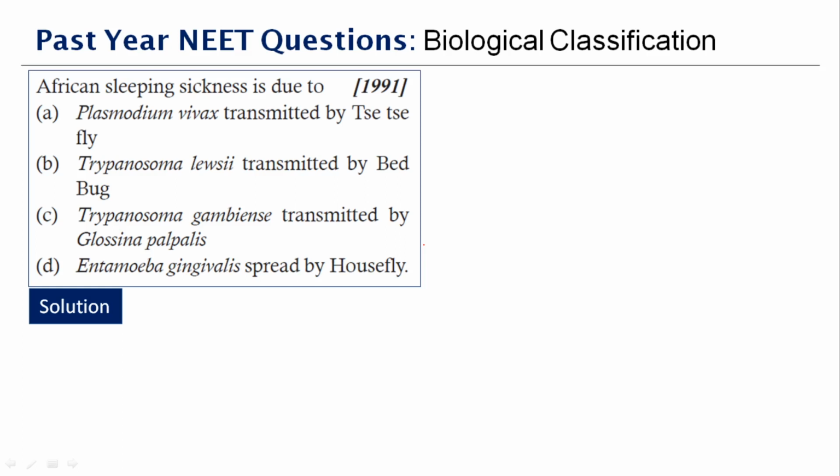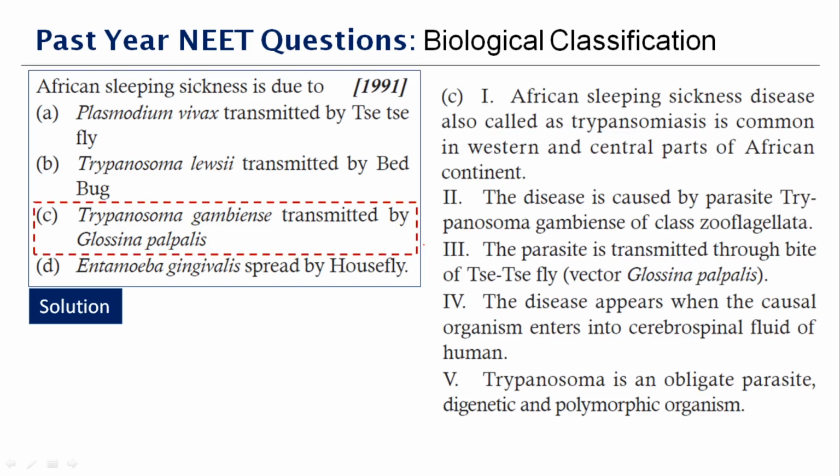It is caused by the microscopic parasites of the species Trypanosoma brucei. So who causes it? Trypanosoma brucei, and it is transmitted by an important fly called the tsetse fly. Okay, therefore the correct answer to this question is option C, Trypanosoma gambiense, transmitted by Glossina palpalis. So here you have different serotypes which come under Trypanosoma, which will cause this particular sleeping sickness.